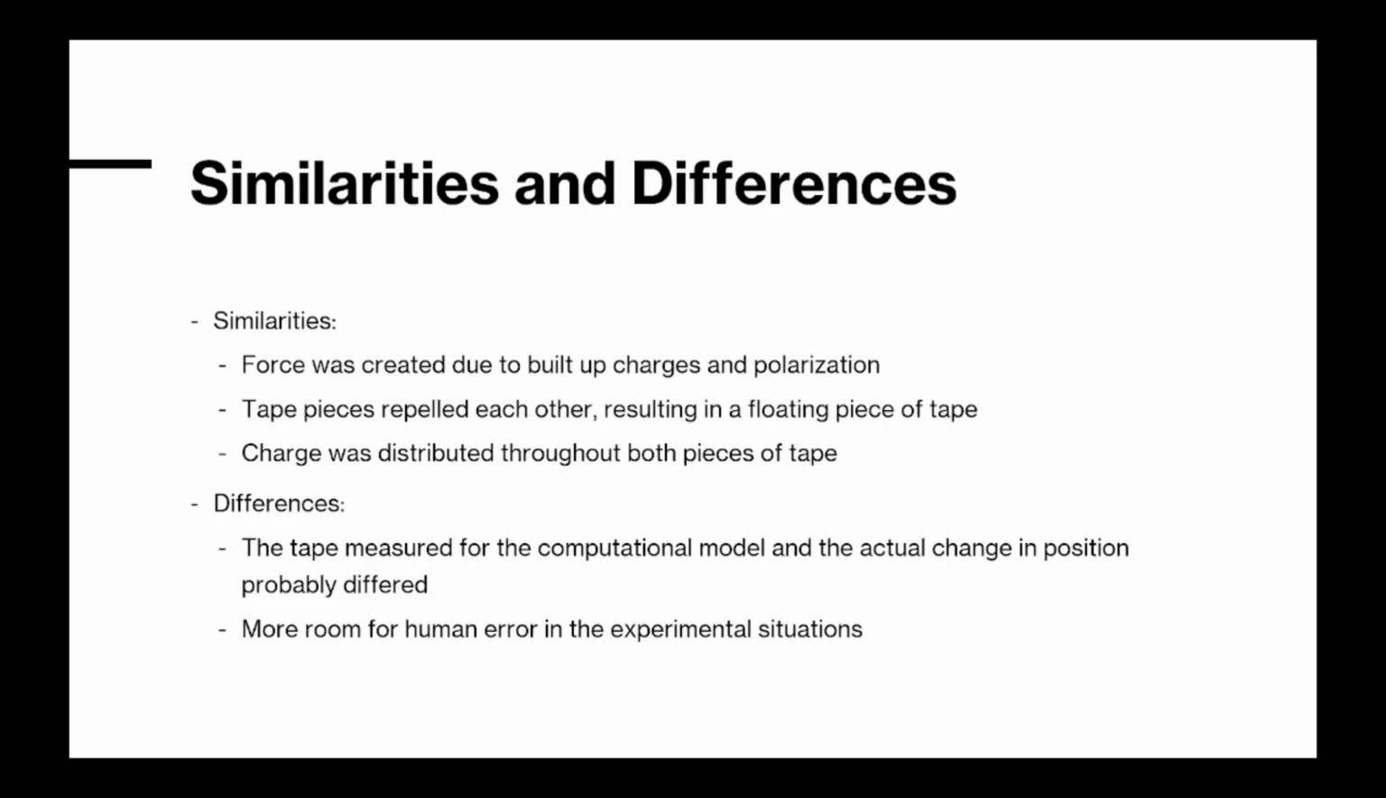There are some similarities and differences between the lab experiment and the actual code. We saw that the force was created due to built-up charges and polarization, and tape pieces repelled each other, resulting in a floating piece of tape. And we saw that the charge was distributed throughout both pieces of tape in both situations. The differences were that we saw the tape measured for the computational model and the actual change of position. That position probably differed, and there was more room for human error in the experimental situation.